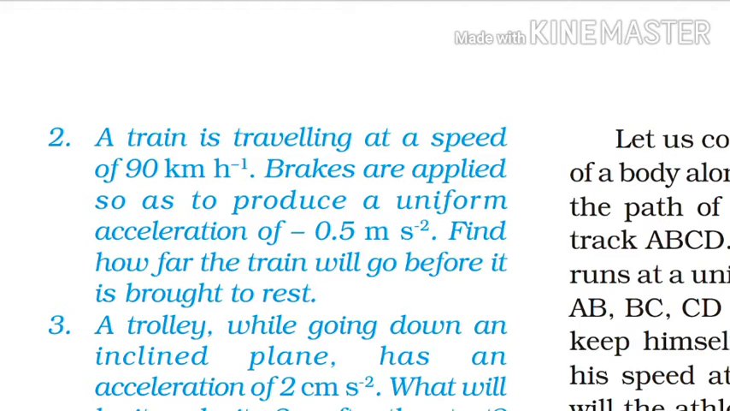If we subtract this, we get 625 divided by twice of a. Twice of a means 0.5 into 2, that is 1. Here the final speed is 0 and initial speed is 25 meter per second. So final minus initial, it means 0 minus 25 divided by twice of minus 0.5. So minus 625 divided by minus 1, it means 625 meter. So the total distance traveled by the train before stopping will be 625 meter.